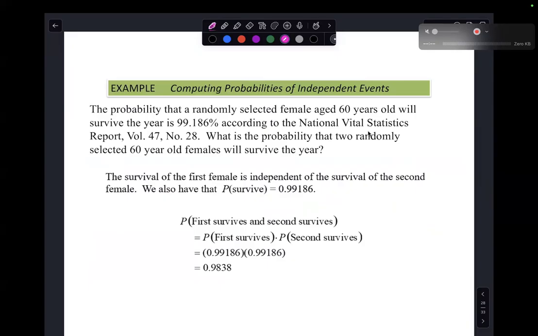So each of those are independent. They have their own independent number. I mean, it's the same number, but each one has that 99.186% chance of survival. It's actually a pretty good chance. I bet 50 years ago, it probably wasn't that high.